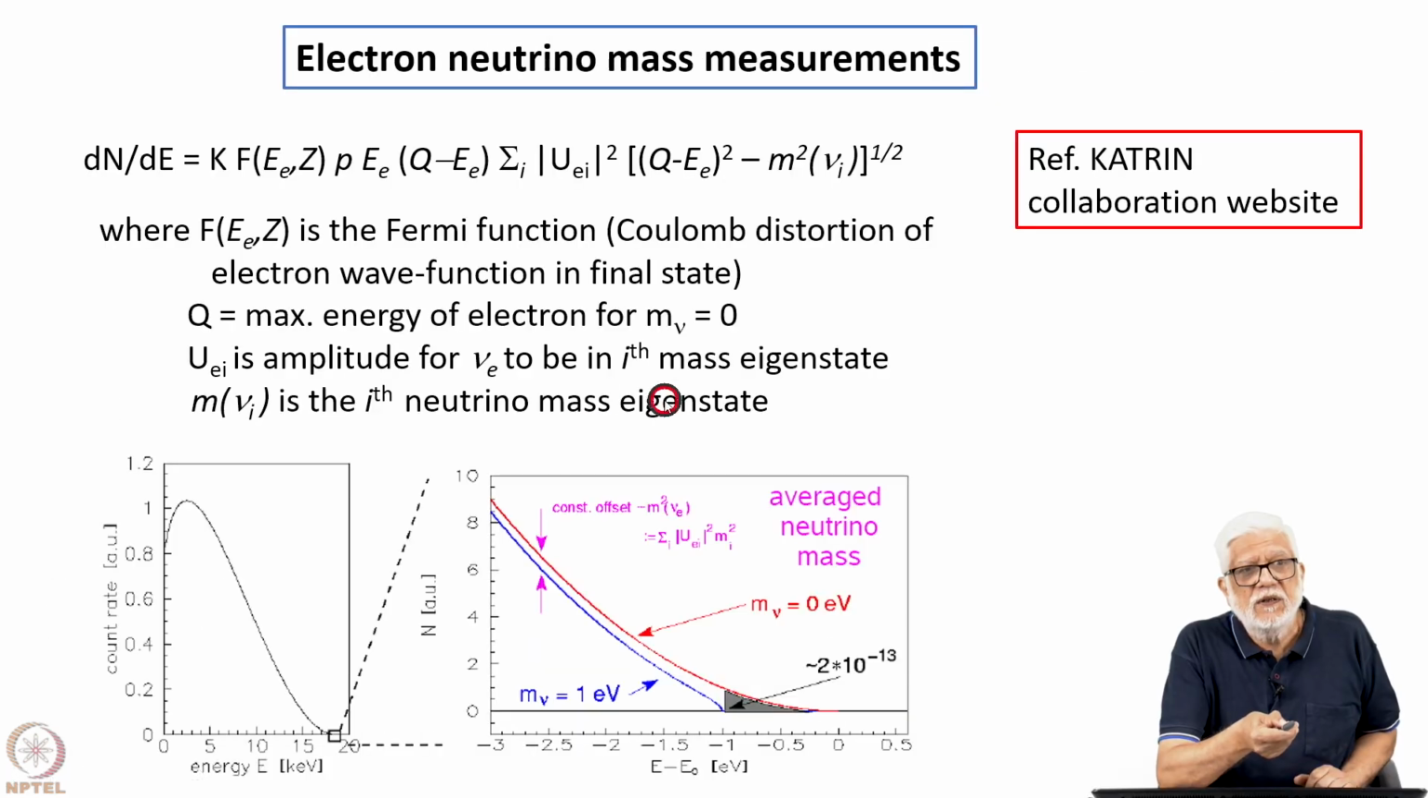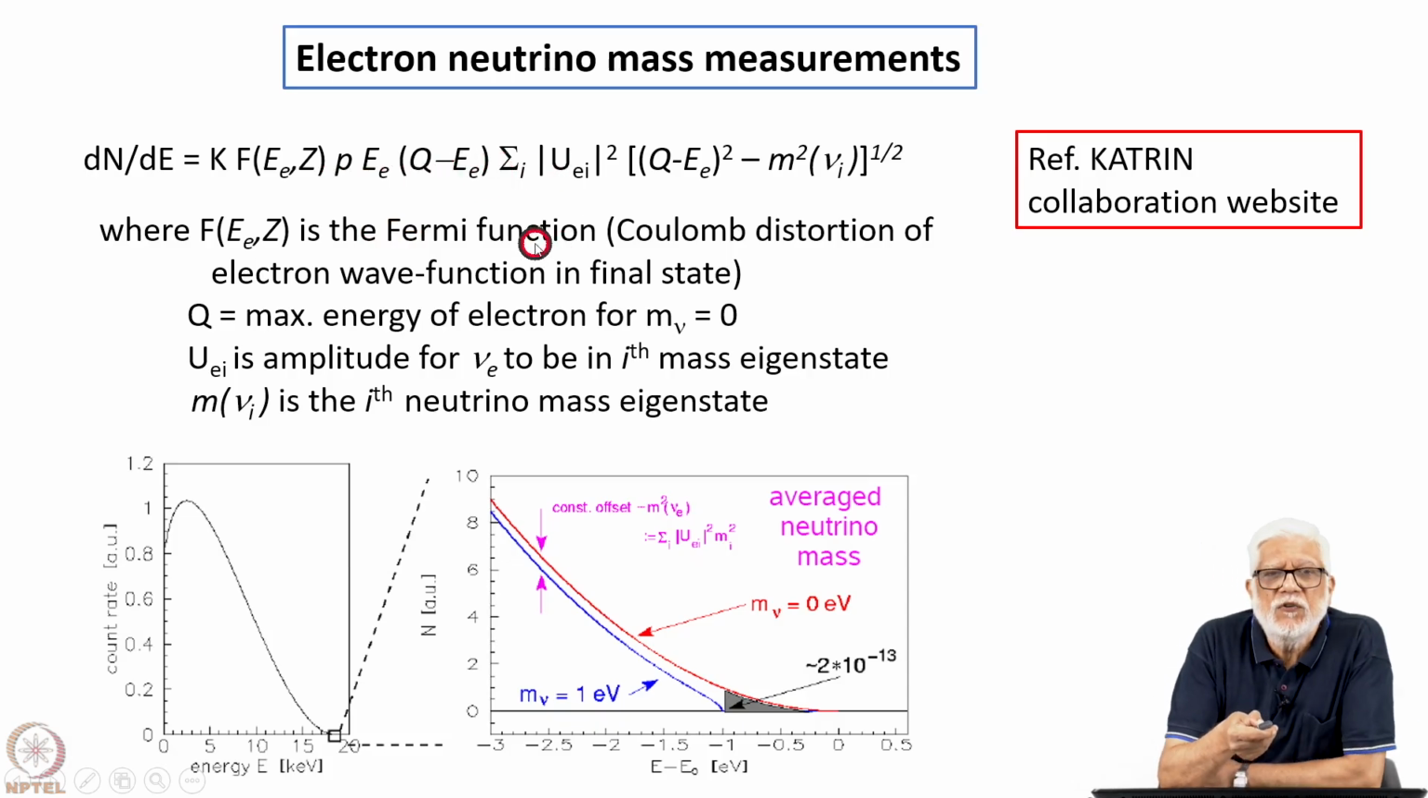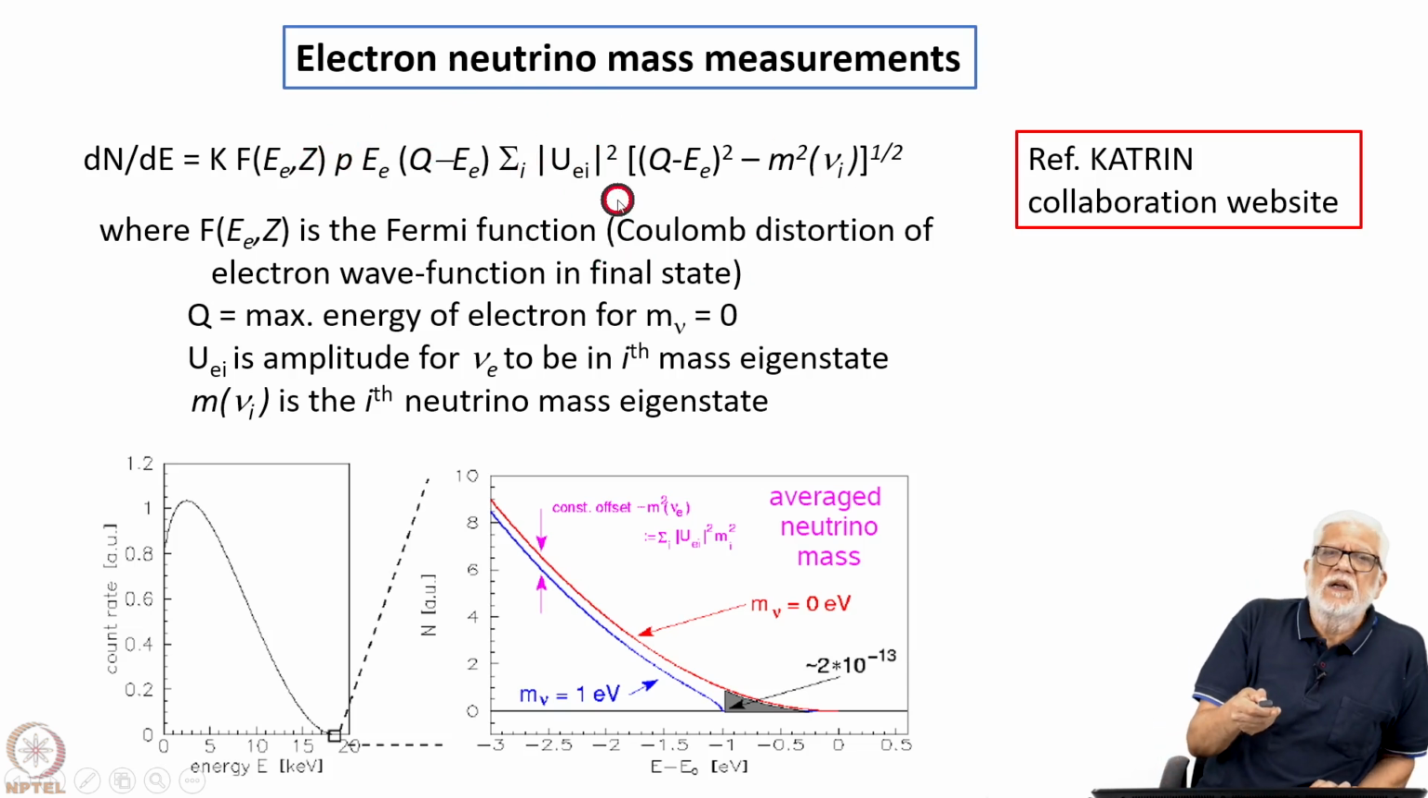So the differential energy spectrum is given by this: some constant depending on the Fermi function, etc., and then p times E times (Q minus E) times the summation of this. This is the probability that you actually have an electron that is emitted, which is a leptonic eigenstate, and that may not be a mass eigenstate. So this takes care of that factor.